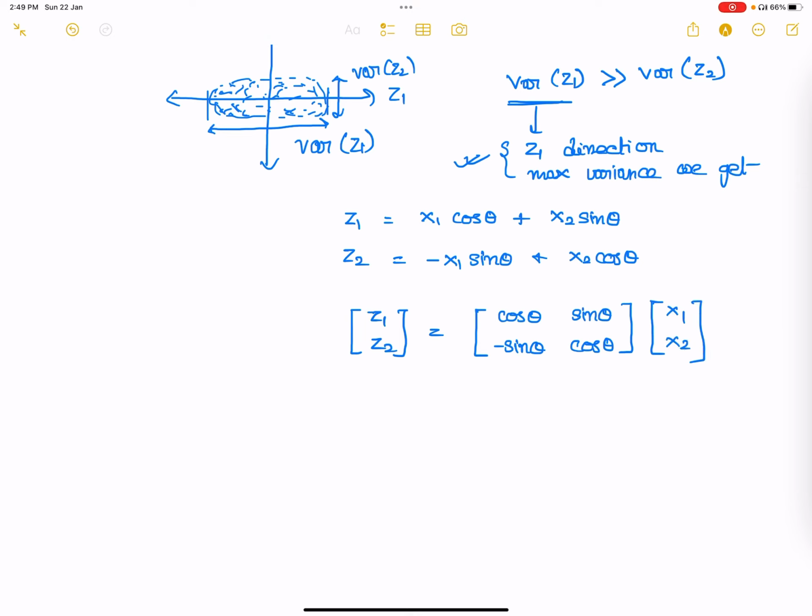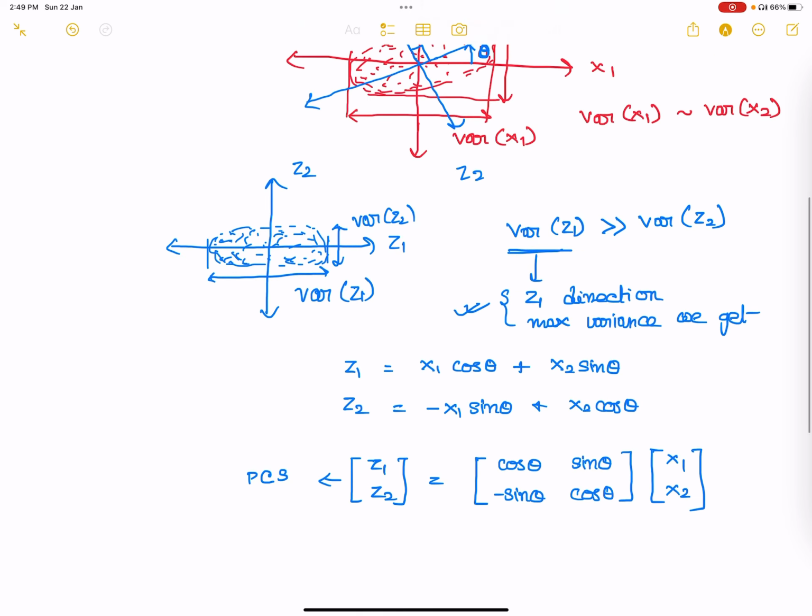Remember, the z1 and z2 are the vectors. X1 and x2 are the vectors. It consists of n elements, and this is a particular matrix. Okay, so these are nothing but your PCs, the principal components, which I have shown here.